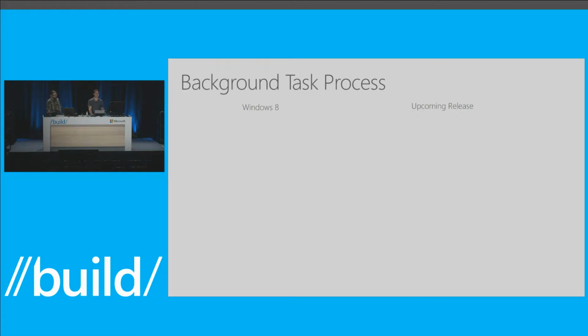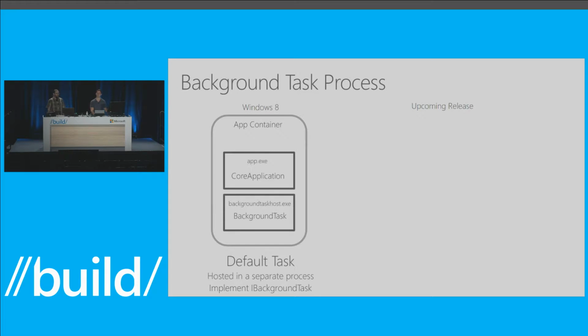Now, since Windows 8, by default, all background tasks run in a separate background host process that's distinct from your foreground process. Now, these two processes are within the same app container and can access the same storage locations. All of an application's tasks will run in the same background host process by default, but you also have the option of running these background tasks in separate background hosting processes using the resource group manifest edition.